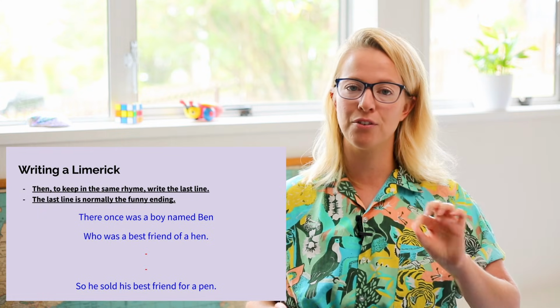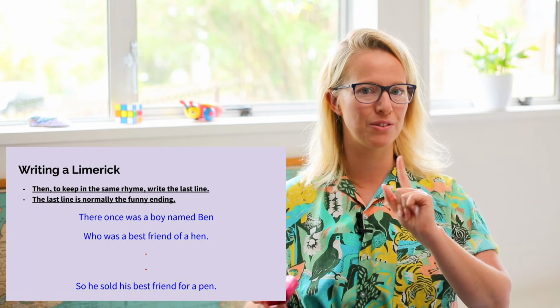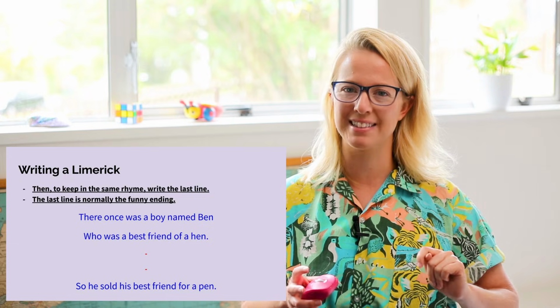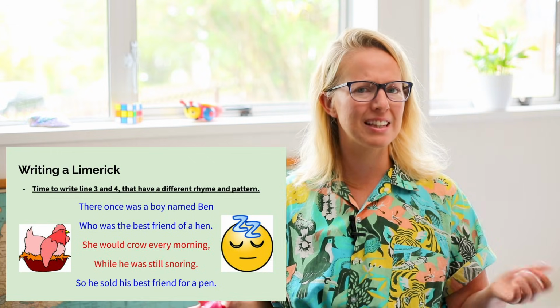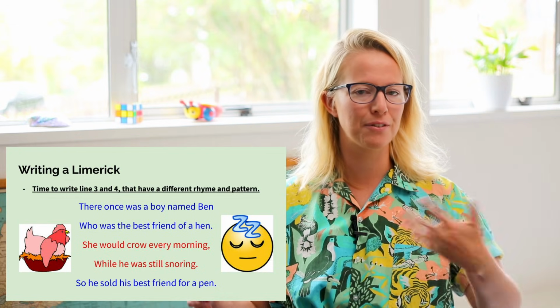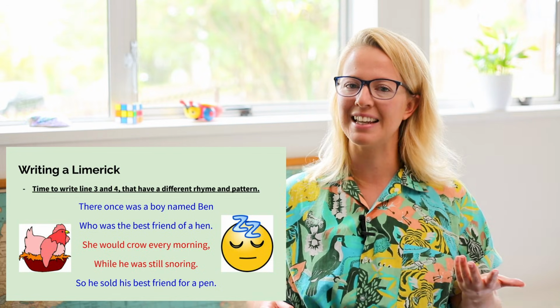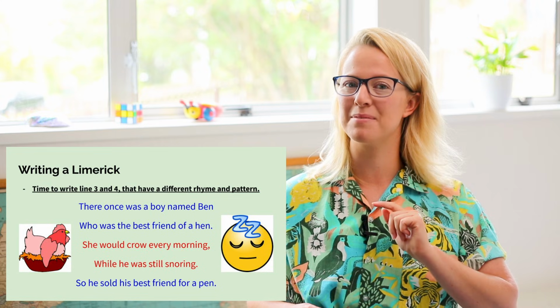Now line 3 and 4 are separate rhymes, so let's do those 2 right now. Here is my example. There once was a boy named Ben who was the best friend of a hen. She would crow every morning while he was still snoring. So he sold his best friend for a pen. I don't think that's a very good exchange of a hen for a pen, but it is a funny ending and making sure that it rhymes.